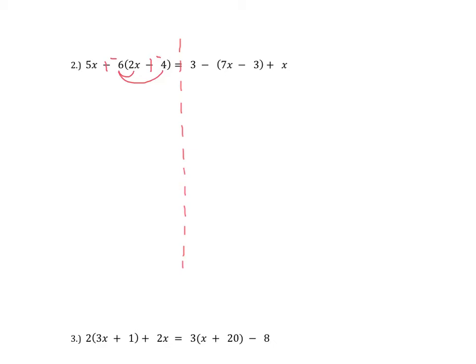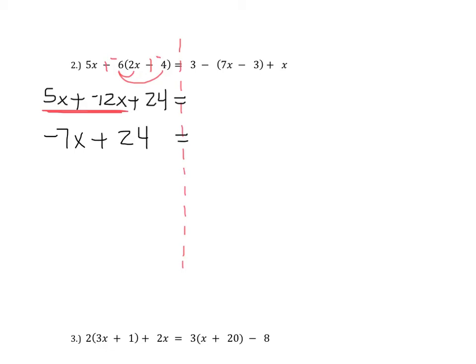On the left-hand side, I'll have a 5x plus a negative 6 times 2x, negative 12x, plus negative 6 times negative 4, 24. Right before you move over here, don't move over yet because you have some like terms. 5x plus negative 12x, those are like terms. That gives me negative 7x plus 24. Okay, the left-hand side's pretty much done for now. So now you can shift over to the right-hand side.